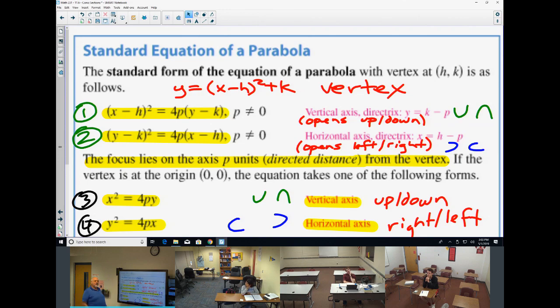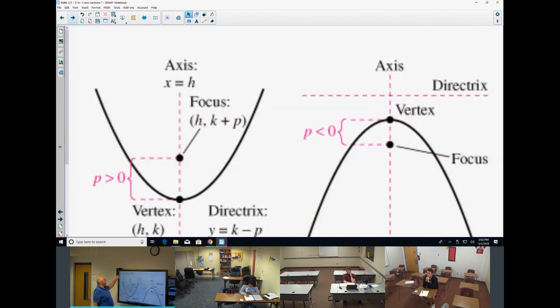All right, so any questions on any of that? Okay, so again, once you have the vertex, then when you find P, if P is positive, then you go up, and your parabola will open up. If your P is negative, you'll go down, and then your parabola will open down. So once you realize it's a vertical parabola, then the P is going to tell you which way it opens.